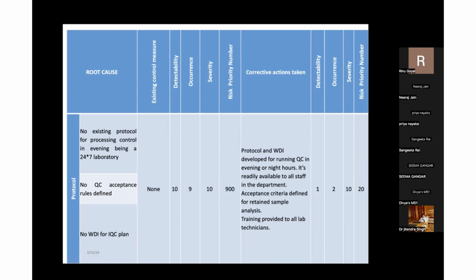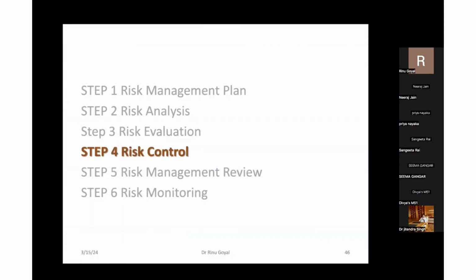So the laboratory, since it has taken the action beforehand, expected this and took the action. When they start running the laboratory samples, from the starting itself, since it is a 24/7 laboratory, they put controls. According to the QC rules, they accept and reject the QC runs. And the RPN will be 20. So like this, we can go through the system.